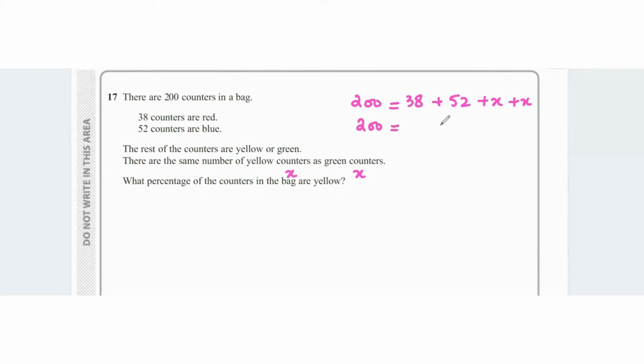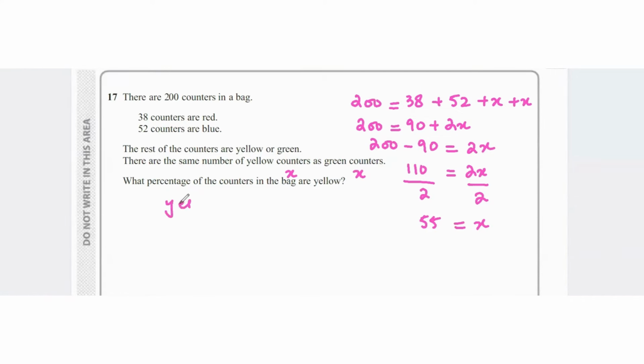So 200 equals 38 plus 52, which is 90, plus X plus X, which is 2X. So 200 minus 90 equals 2X. I take 90 to the left-hand side to make 2X the subject. Subtracting 90 from 200 gives 110. Now we divide both sides by 2 to isolate X. So 110 divided by 2 is going to be 55. So that is your number of yellow counters and green counters.